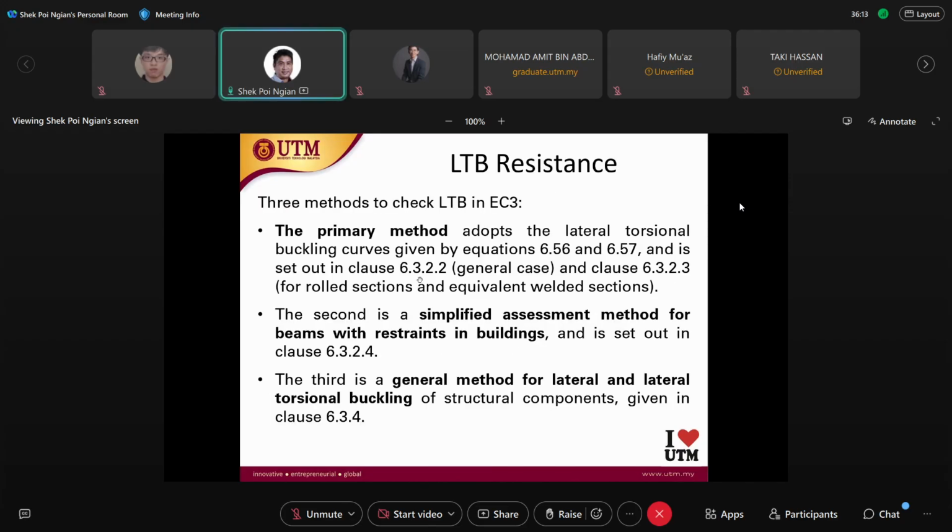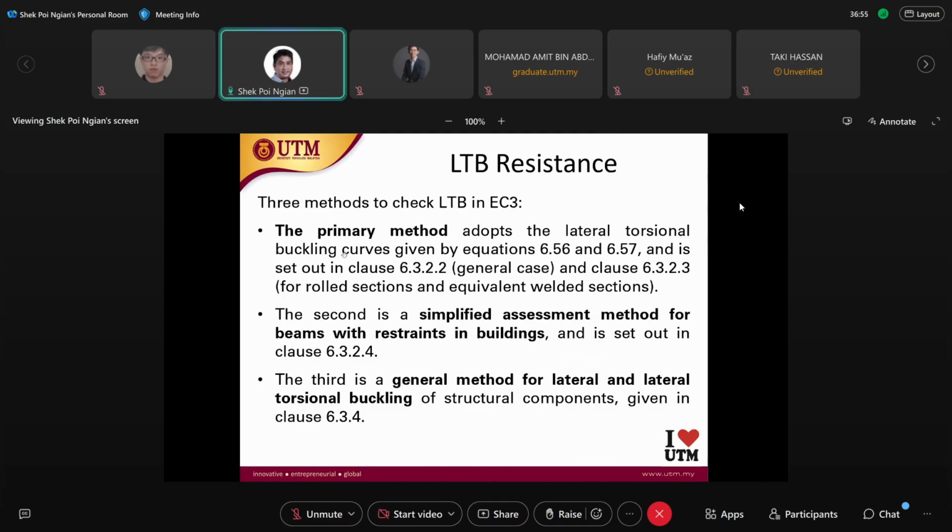Okay, so to design an unrestrained beam, the procedure is exactly the same as for a restrained beam, except you have to check the lateral torsional buckling resistance, LTB. According to Eurocode 3, EC3, there are three methods to check or to get the resistance against lateral torsional buckling.